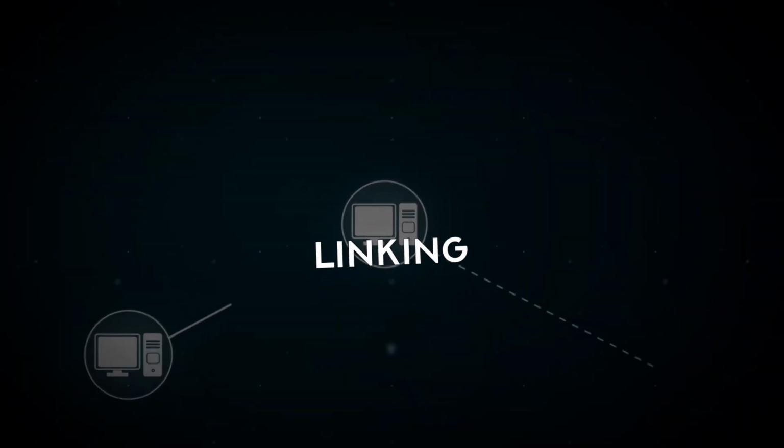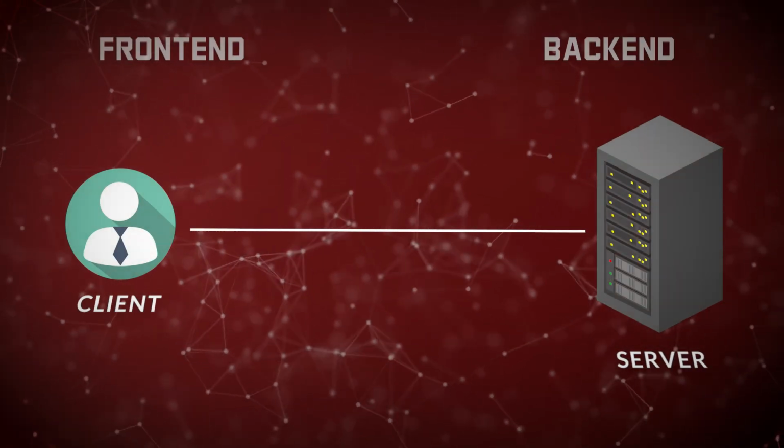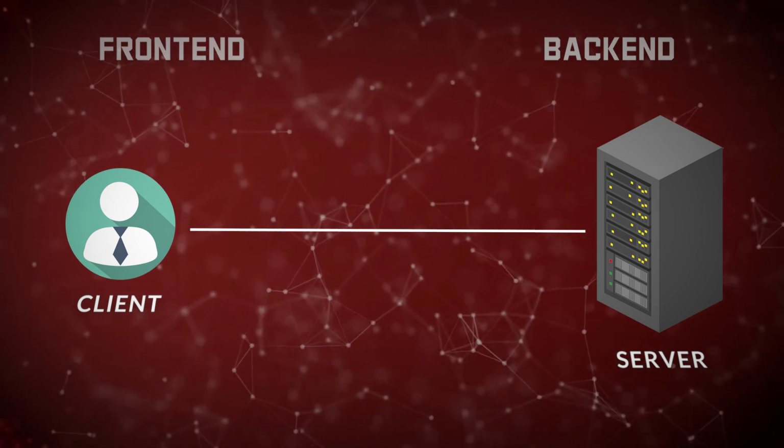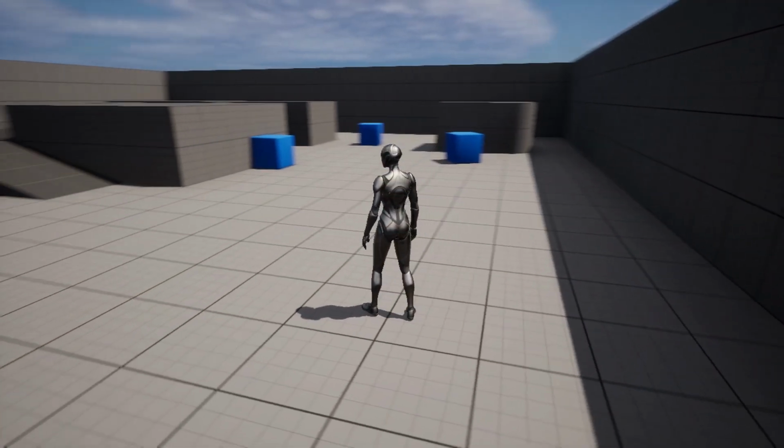Types of online connections in multiplayer. The interaction in online games is based on the client-server model. The game logic is divided into two entities. The first is the client.